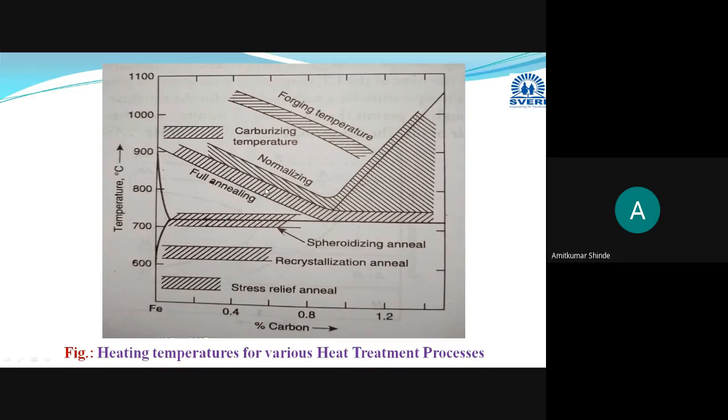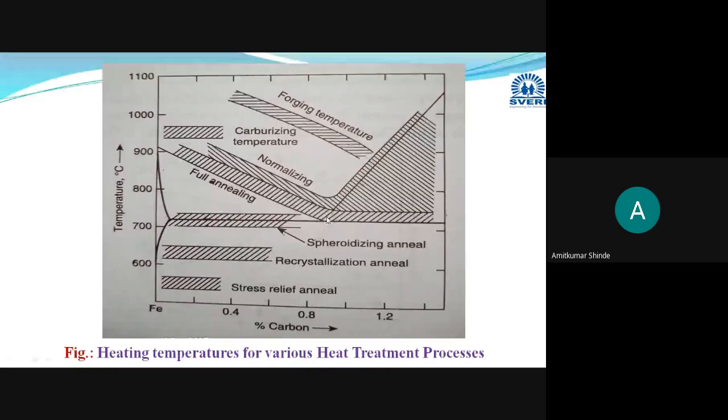Now here for hardening process, what is the temperature zone? For hardening process, temperature zone will be same as that of the full annealing. Okay, this temperature zone. Here I am moving my cursor. You can clearly see in these slides. This is the same temperature zone you can use for the hardening also. That is, this is the 0.8% carbon point.